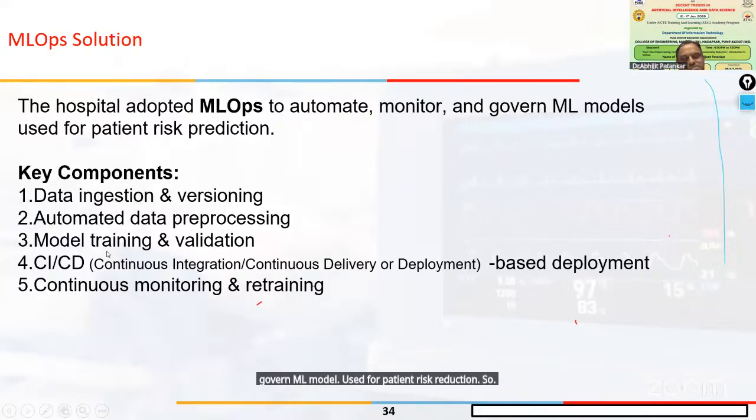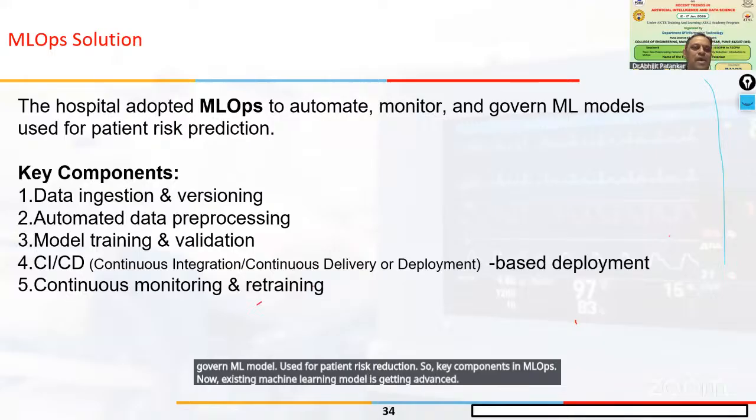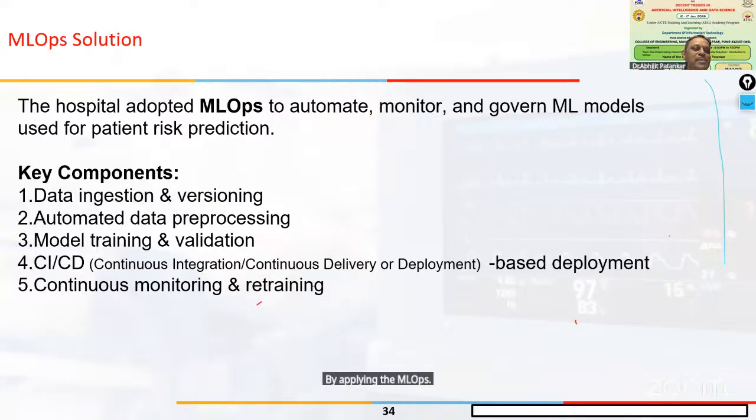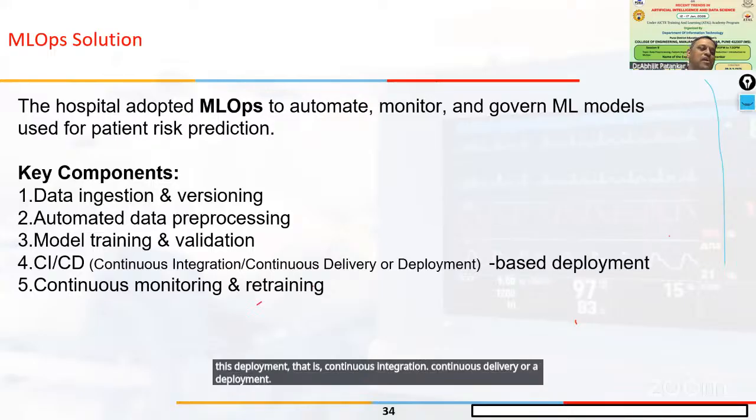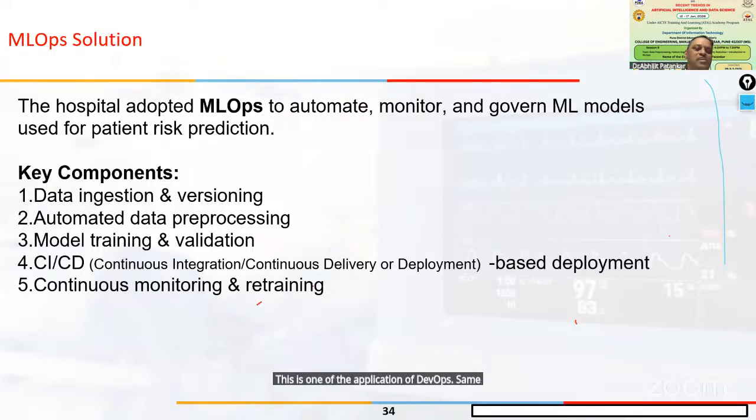So, key components in MLOps. Now the existing machine learning model is getting advanced by applying MLOps. So data integration and versioning you can apply. This is the first step. You integrate and version the data, automated data pre-processing, model training and validation, and CI/CD based deployment. That is continuous integration, continuous delivery or deployment. This is one of the applications of DevOps. The same we are using in MLOps. Continuous integration, continuous delivery or deployment, and continuous monitoring and retraining. So these components of MLOps we apply on the ML model.